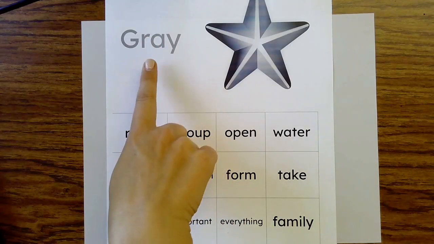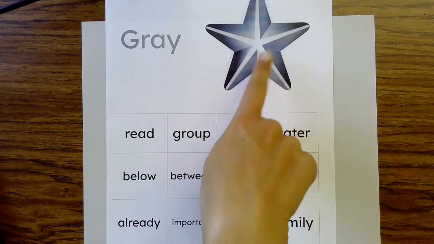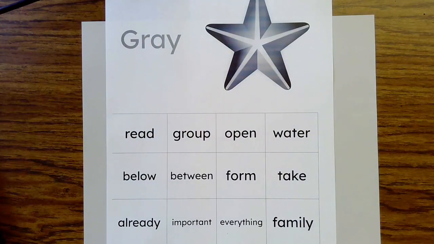Today we're going to do the gray star words. Take a look at this list and see if you are familiar with any of these words that we will be covering today. Notice also words that you're not familiar with quite yet. Those are the words you're really going to want to focus on during our practice today. So, let's get started.